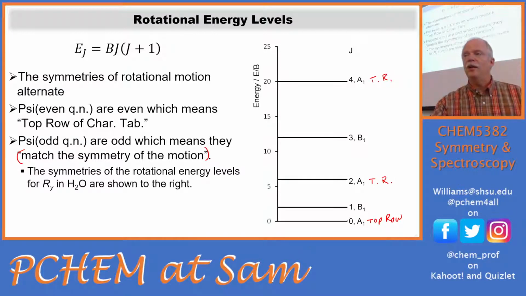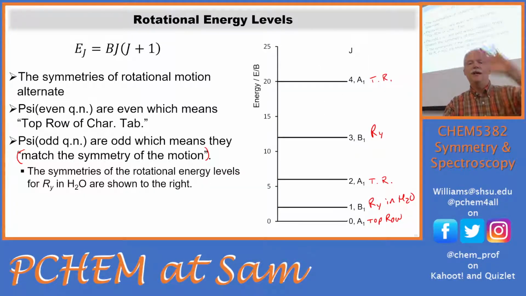water rotating around the y-axis, you find Ry in that character table, and that's what those odd J values are. So I can't say which symmetry it is. I have to just be generic and say for that molecule, wherever Ry is, that's the symmetry of the odd J values. And so for the ones shown on the right, this is Ry in water. Okay.